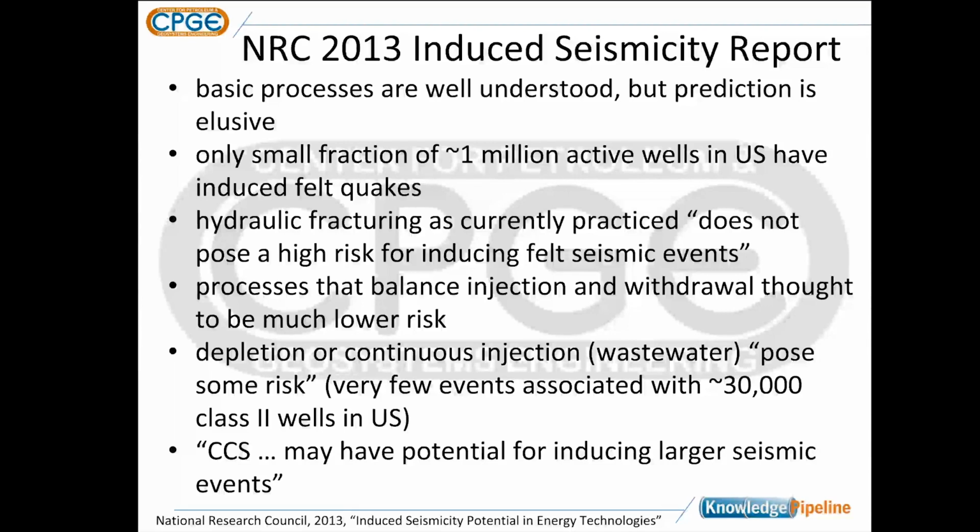Processes that balance injection and withdrawal, things like enhanced oil recovery, water flooding, things like that, are thought to be much lower risk. The things that they singled out as potential risk, and they didn't say high risk, they just said some risk, are depletion, which would be production, or continuous injection of wastewater. But still, even for the wastewater case, as Cliff said, there are very few events associated with the over 30,000 Class II injection wells that are located in the United States.